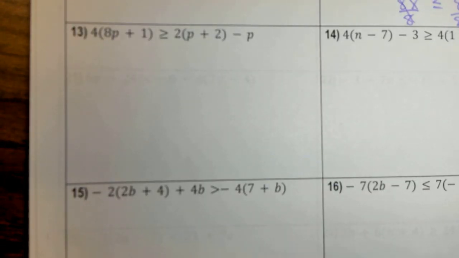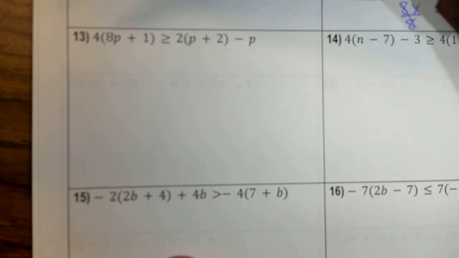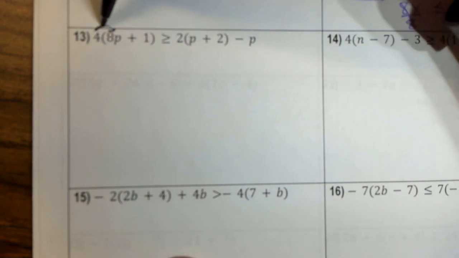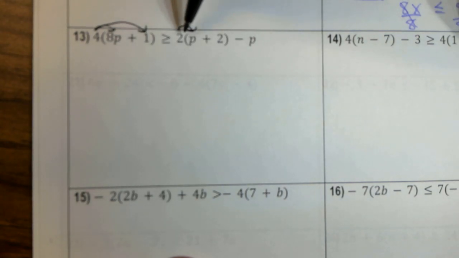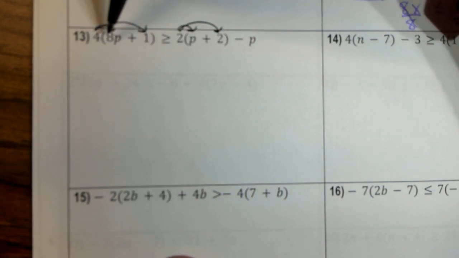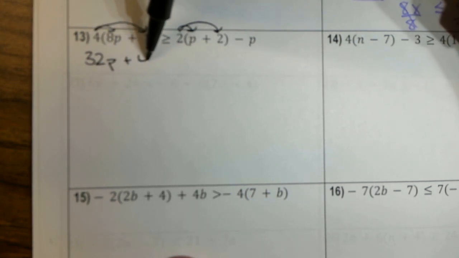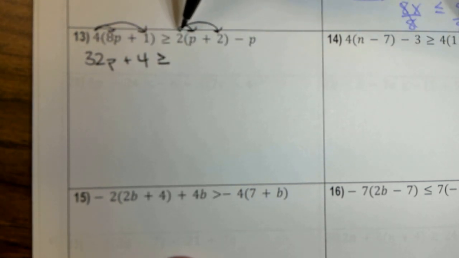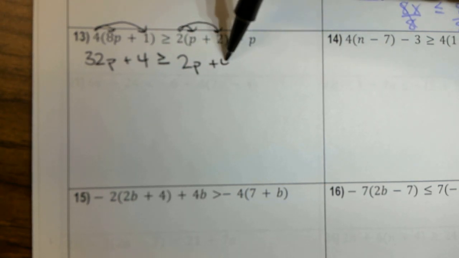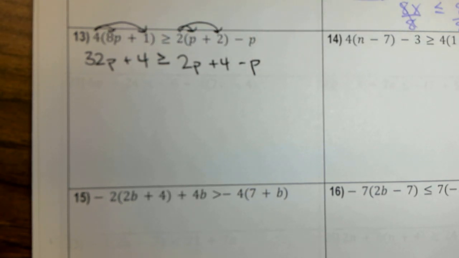Next question, 13. Parentheses. Get rid of them. Okay, 4 times 8p. 4 times 1 is 4. Bring down my inequality. 2 times p is 2p. 2 times 2 is 4. And then minus p is still there.